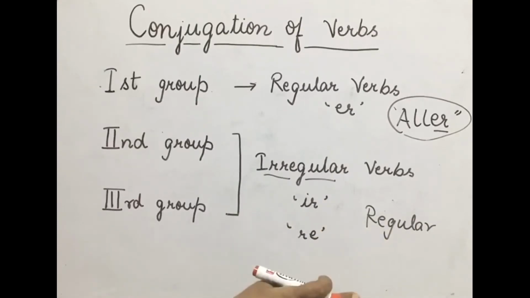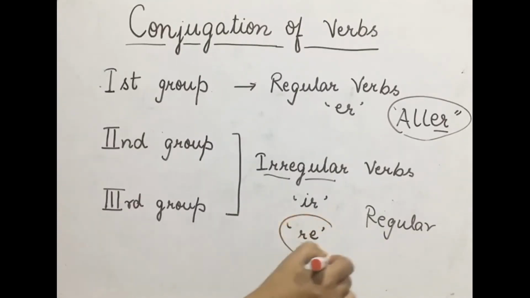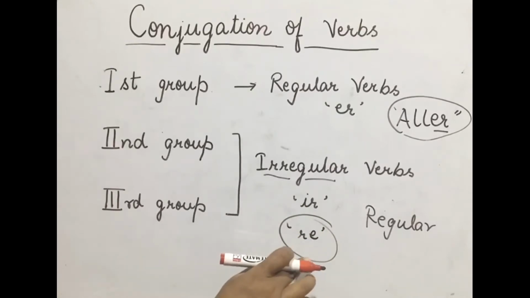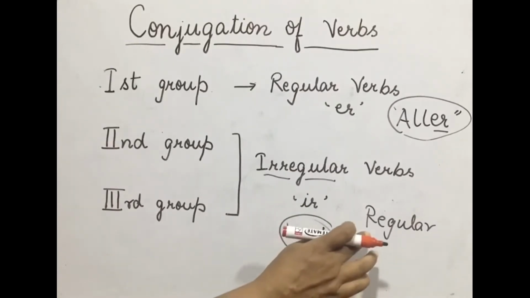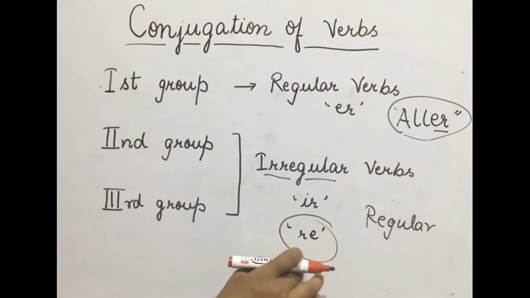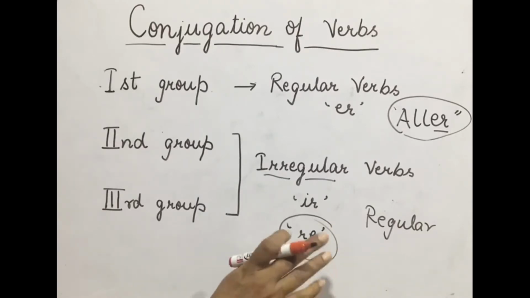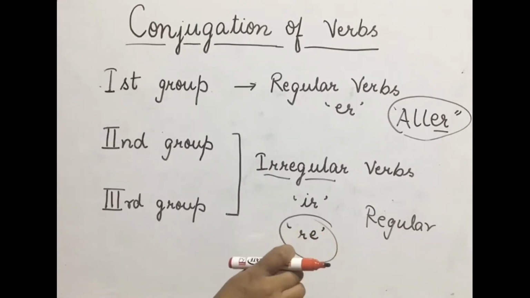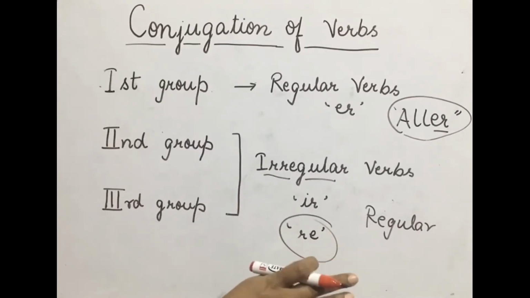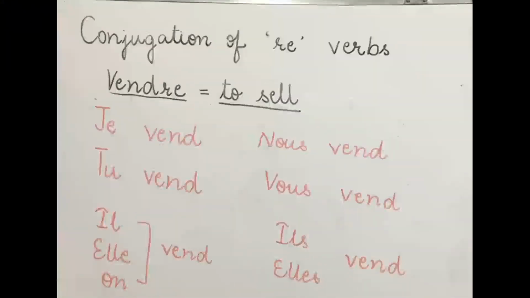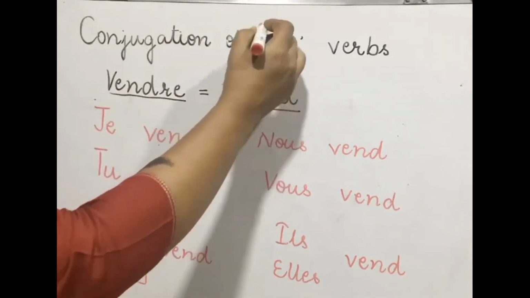So today we are learning the conjugation of RE verbs. I'll tell you the conjugation of regular RE verbs, and then I'll explain a few irregular RE verbs also, because verbs, as I told you at the start, are a very important part of learning a language. Now, after the recap of the conjugation of verbs, we come to today's lesson, conjugation of RE verbs.